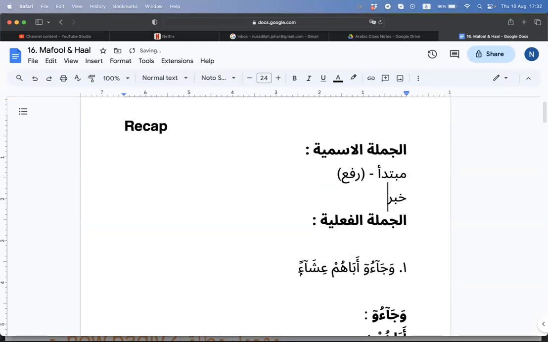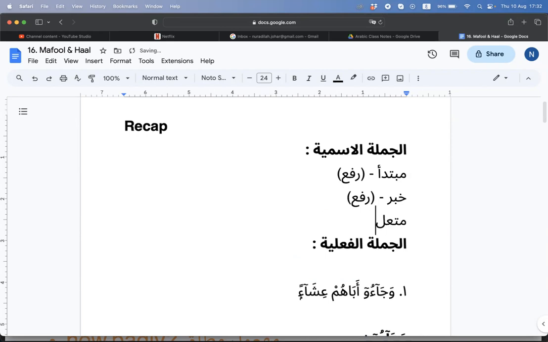And the khabar is what status? Rafa also. Yes, normal mubtada and khabar are in rafa status. And then the muta'alliq bil khabar, when do we put this label? Jar wa majrur also, and time and place, like zarf. Remember that? So zarf and mudaf ilaihi. Okay? Must remember this.